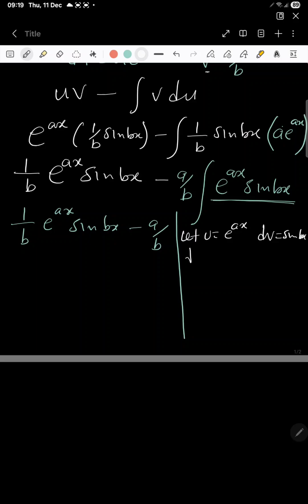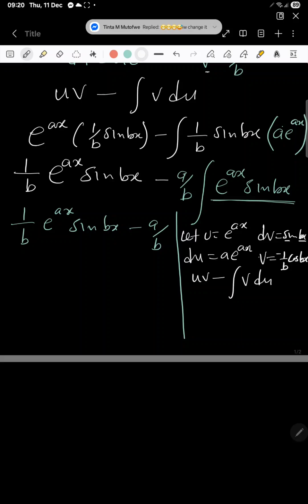From the u, when you get du, you are going to have a e to the power ax. And from the dv, if we are to get v, meaning that we are integrating the dv, integrating sine bx is going to give 1 over b, because you only need to differentiate this one. Then you integrate sine, you get a negative cos of bx. So that's what we have. Then you replace that in the formula for integration by parts, which is uv minus the integral of v du.